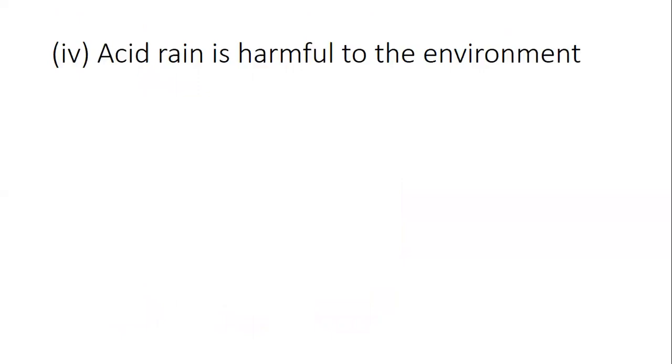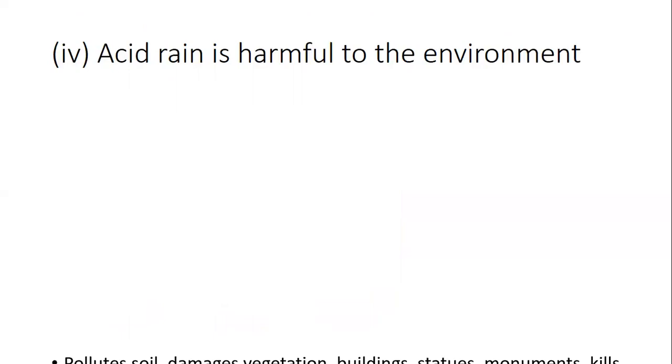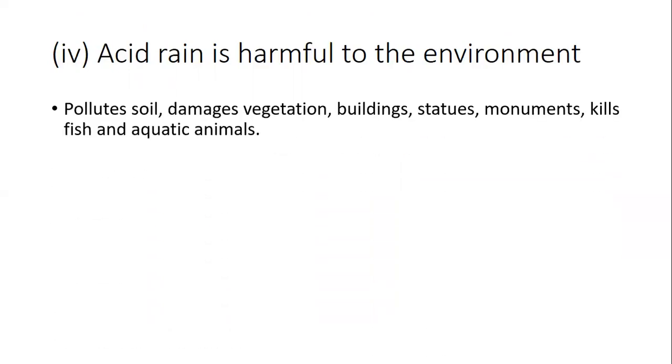Okay. Next, acid rain is harmful to the environment. Just to remind previous question, try to write everything from this. Acid rain is harmful to the environment. Now, these are the few reasons you can mention there, but I request at least two you have to write. So acid rain will pollute the soil, it will decrease the pH of the soil, damage vegetation. When acid rain falls on the leaf, it will damage the vegetation. Buildings, statues, monuments, kills fish and aquatic mammals or animals. How? By decreasing the pH of soil as well as the water.